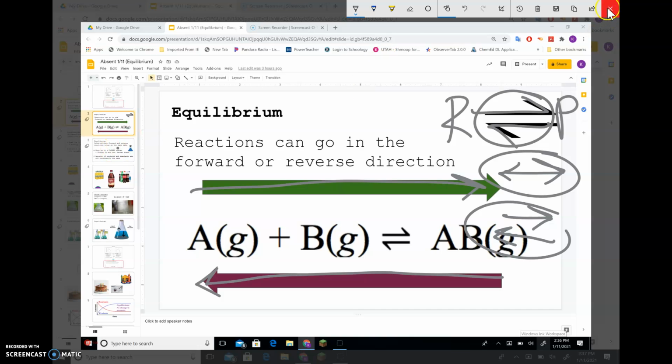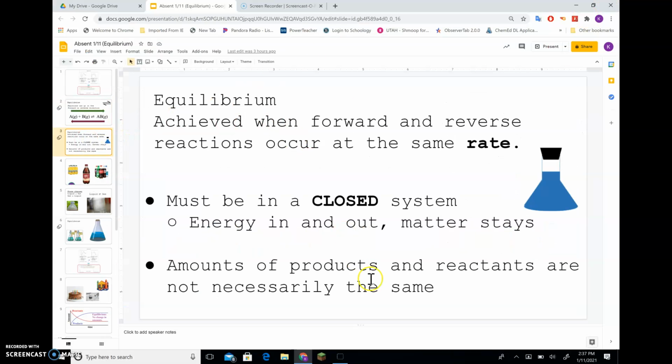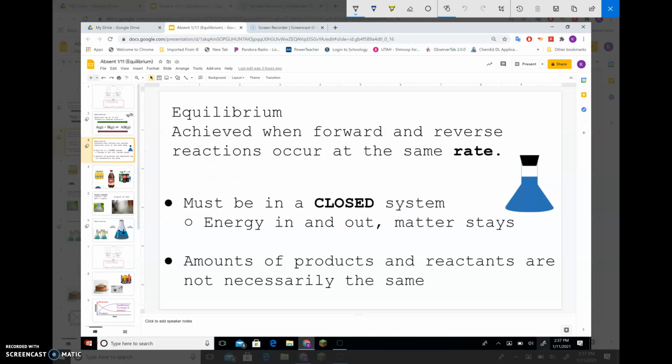Okay, on your paper now, go to letter B. And on letter B, the answer is equilibrium is achieved when forward and reverse reactions occur at the same rate. So what you're going to want to put down is this part right here, occur at the same rate. Now notice that rate is bolded. That's because that's the most important word in that phrase. Occurs at the same rate. We're going to talk about what that really means.